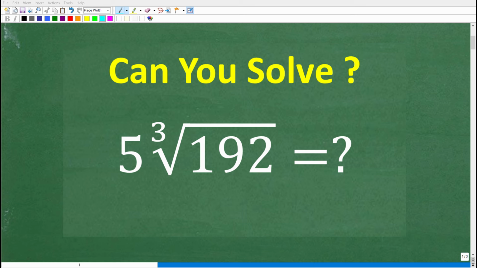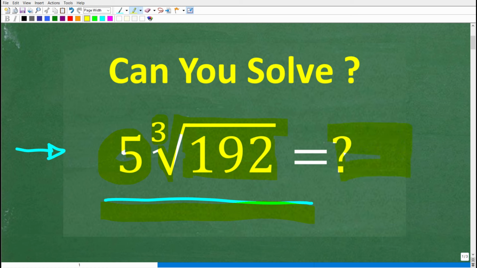All right, so let's see how much you actually understand about cube roots. Because if you do understand cube roots, solving this problem or simplifying this expression without a calculator should be very easy. Okay, so the problem is 5 times the cube root, not the square root, the cube root of 192. So what is this equal to?